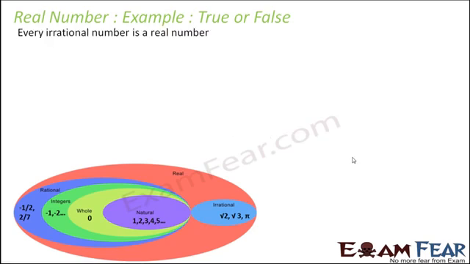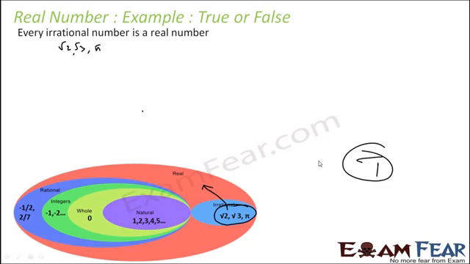The next example is: every irrational number is a real number, true or false. So let's see the irrational number set. √2, √3, pi, these are irrational numbers. And if you see, all of these irrational numbers are real numbers. Actually, we have seen that real numbers are nothing but rational and irrational numbers combined. So it is a true statement.